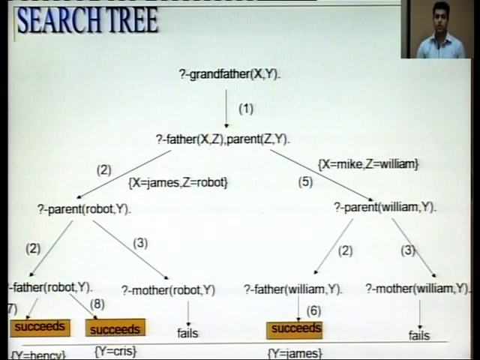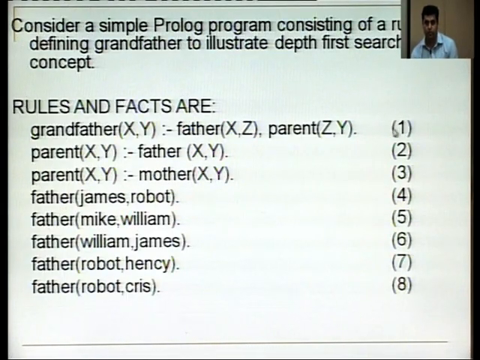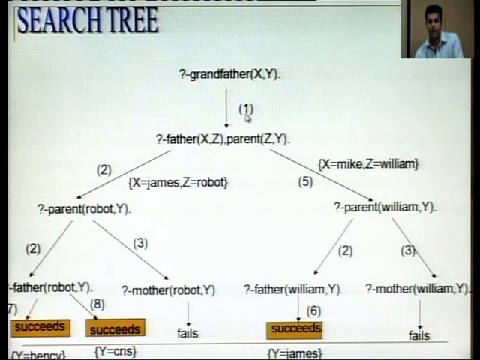See, here is the search tree for this particular goal, particular query. Let me explain this. X is a grandfather of Y. Obviously, it is matched with this clause, number 1 of your program. Where is the program? This is clause number 1, grandfather(X, Y). There is no other rule or fact having the same head. So, it is matched with this one. Then it is replaced with father(X, Z), parent(Z, Y).